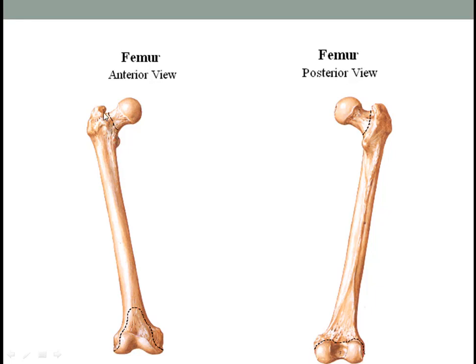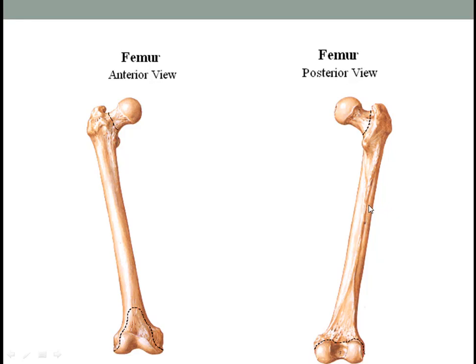As you see here, between the greater and lesser trochanter, we have the intertrochanteric line. Posteriorly, we have the intertrochanteric crest. This we call the crest. Posteriorly, the crest; anteriorly, it is the intertrochanteric line.